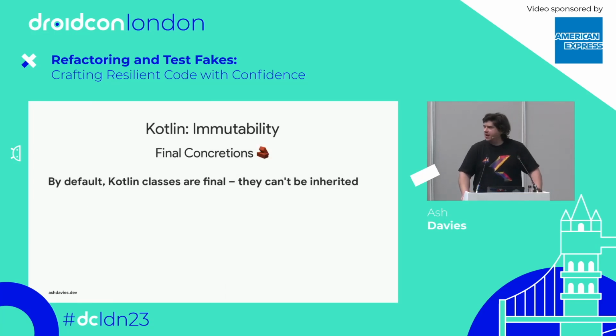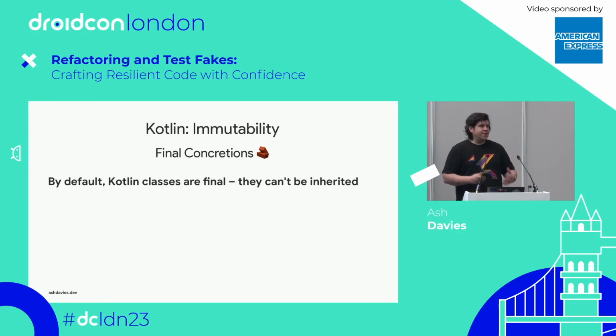Another one you might notice is final classes. So by default, classes in Kotlin are marked as final. And this was a very intentional design decision. And it does, of course, make things difficult for testing, but it means that this is encouraging composition over inheritance.